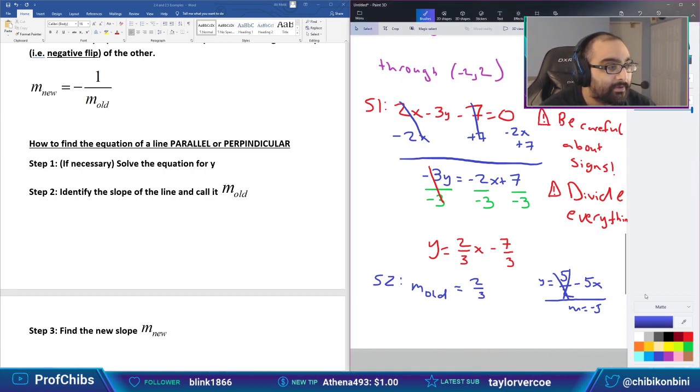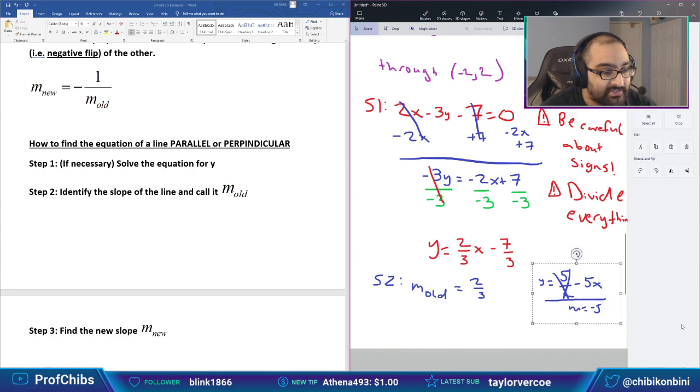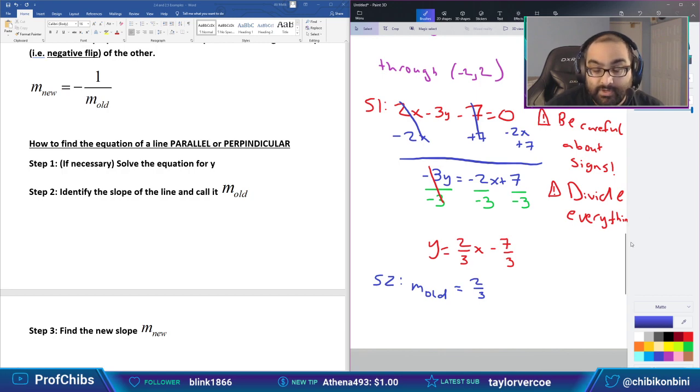I just wanted to do that as a small aside here because that's a common thing. That's why it's better to rewrite it in correct form. You write it in mx plus b form. But graphing would be left 5 and up 1. Yeah, that's correct. So we found the old slope here.